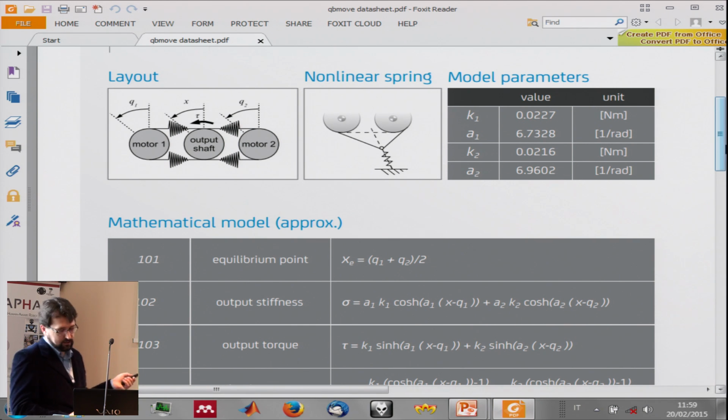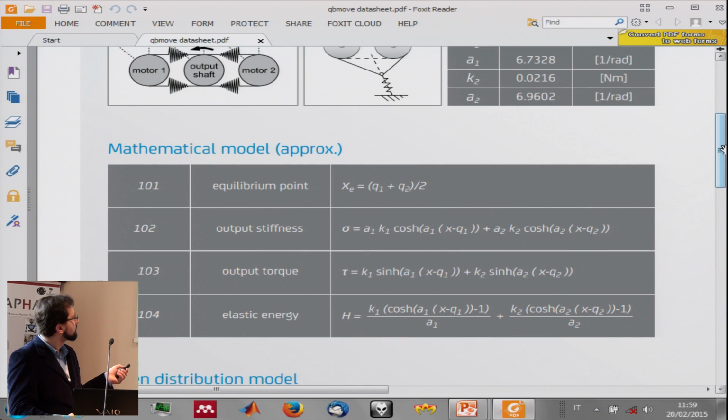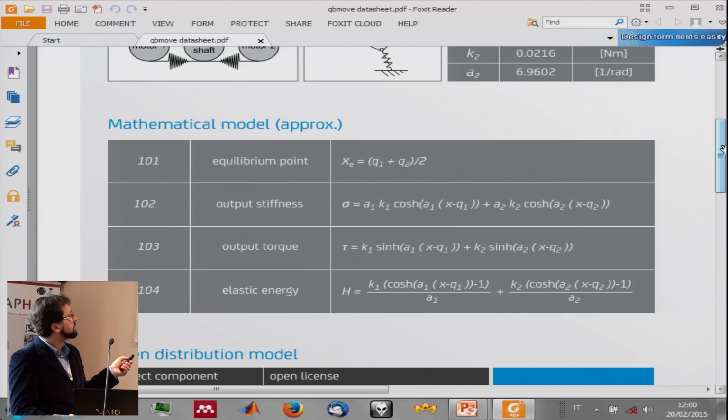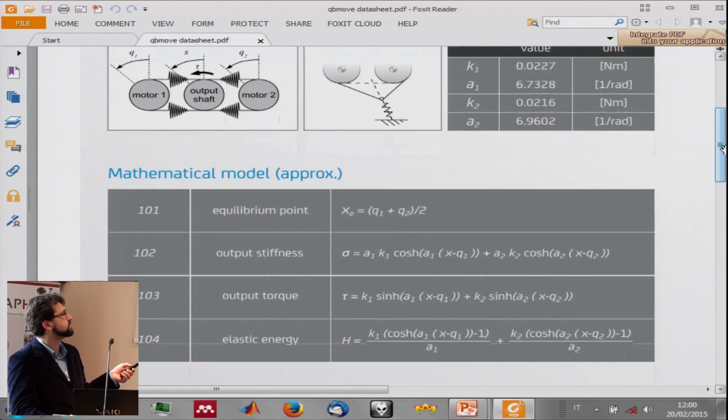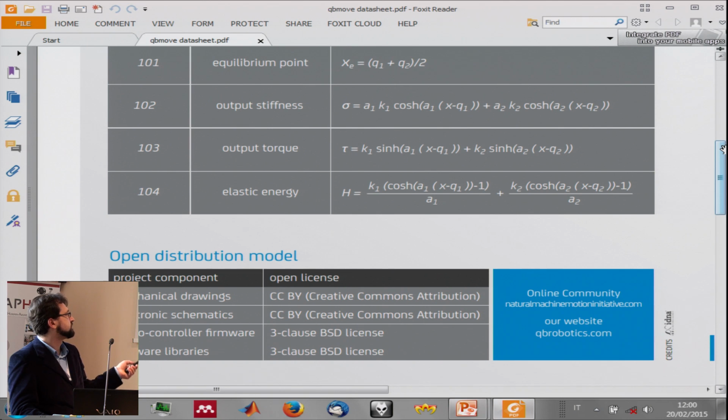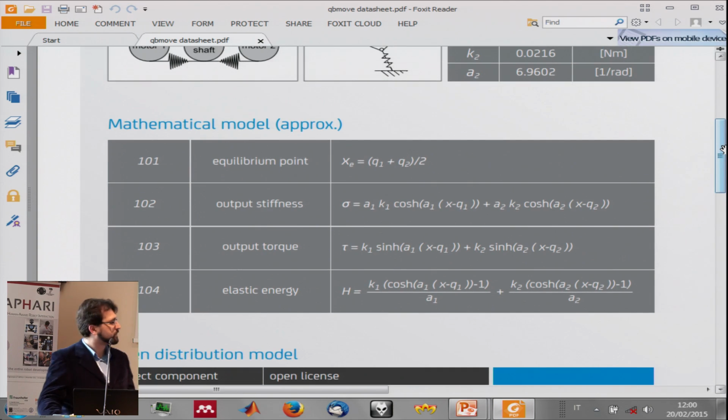You have here all the mathematical model of the system. So you have the equilibrium point, that is the average of the two motors, and we also have the output stiffness, the output torque, and the elastic energy, which can be defined like this. And these are typical parameters that we have found on one of our devices. Okay, these are some information, but we don't care about this.